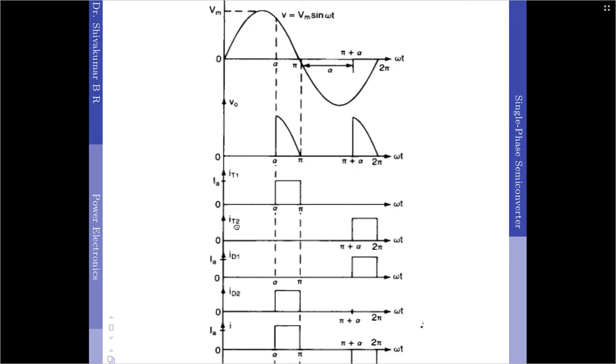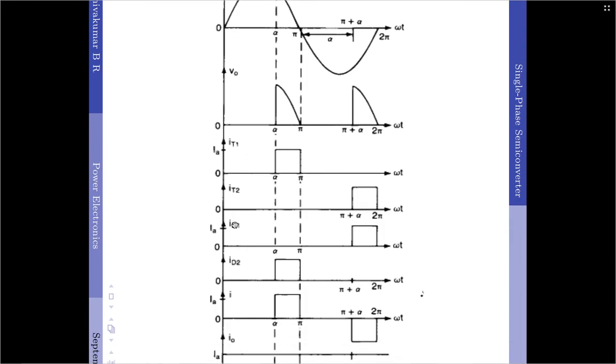Very similarly, for thyristor T2, which conducts between pi plus alpha till 2 pi, the value of the thyristor current is once again IA, no change in that. Now, when thyristor T1 conducts, we know diode D2 conducts. So, the current is supposed to be the same. So, IA is also the current across the diode D2. Very similarly, when thyristor T2 conducts, diode D1 conducts, so they will also share the same current.